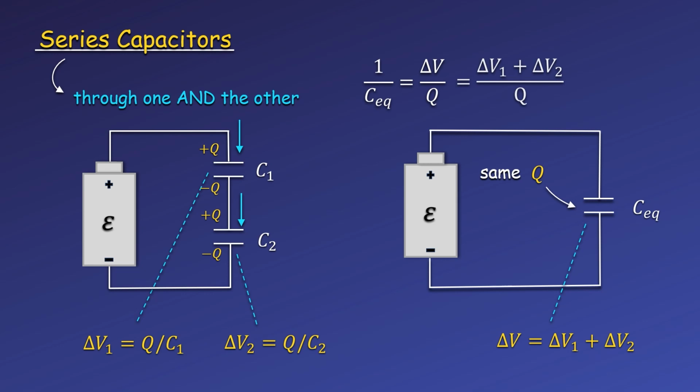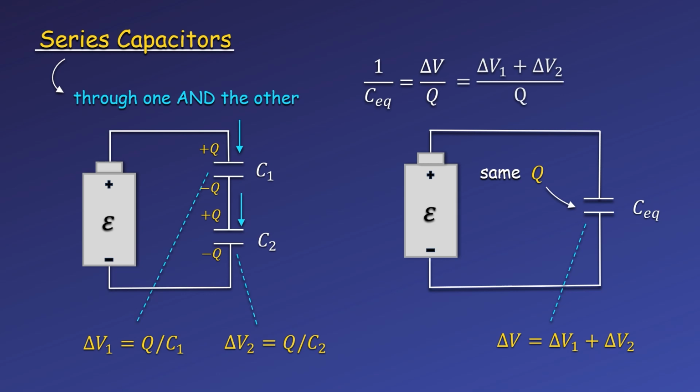Doing this, we get 1 divided by the equivalent capacitance is equal to the sum of the voltages on C1 and C2 divided by the charge Q. The reason we wrote this as the reciprocal is because the sum would have been in the denominator, and we would not be able to separate the two terms.